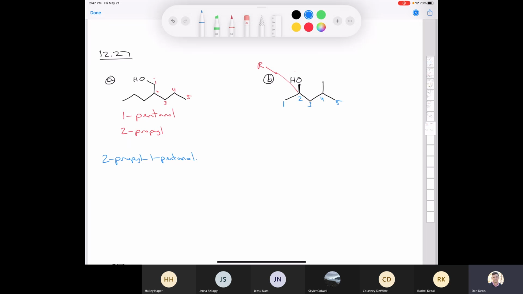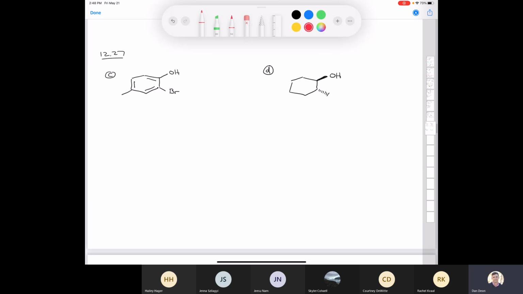So this is some kind of 2-pentanol. So we know it's that 2-pentanol. And we have a methyl group on carbon 4, so that's a 4-methyl. So if we put all of that together, we know that this is (R)-4-methyl-2-pentanol. There you have it.